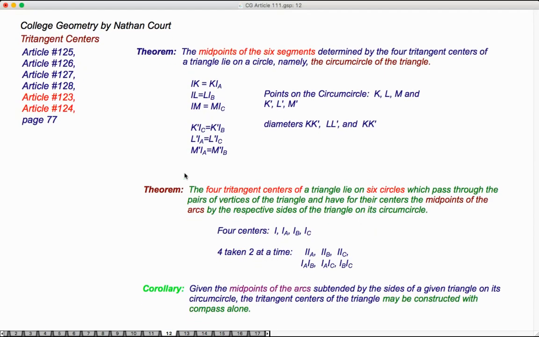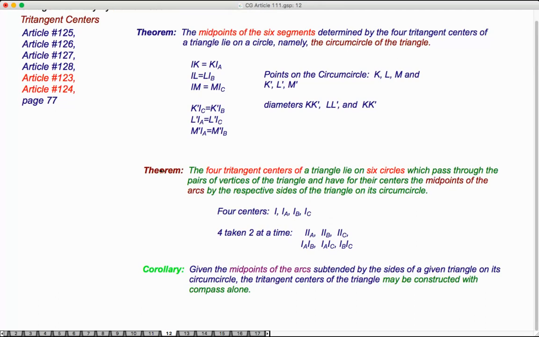Now let's go back to articles 123 and 124. These are just simple and immediate consequences of Article 122. Okay, so Article 123 is a theorem that says the four tritangent centers of a triangle lie on six circles, which pass through the pairs of vertices of a triangle and have for their centers the midpoints of the arcs by the respective sides of the triangle on each circle.